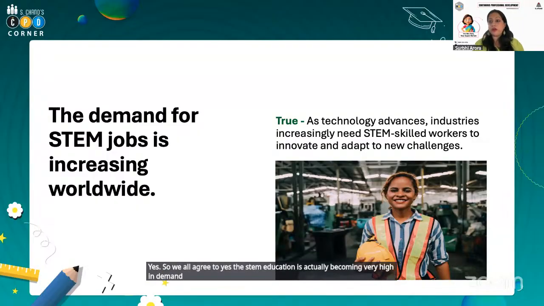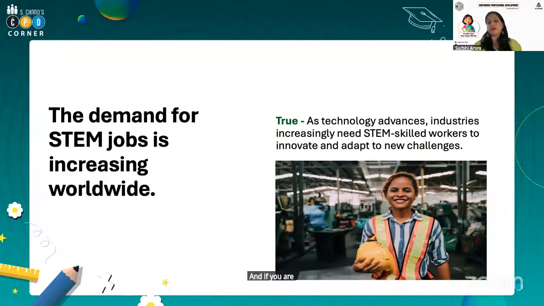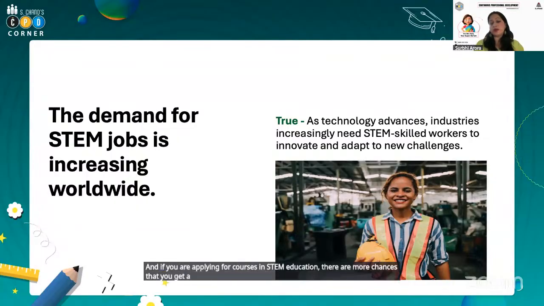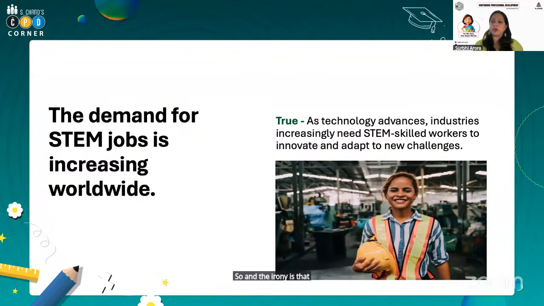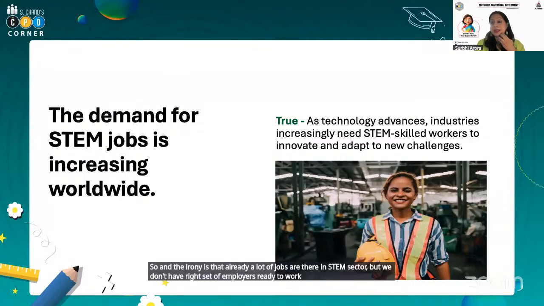For instance, one of my friends works in a visa organization, and she was saying that for the majority of universities, if you're applying in countries abroad for courses in STEM education, there are more chances that you get a visa and the course pretty fast, because STEM education is so much in demand and people are ready to get students who are ready to work in the STEM sector. The irony is that a lot of jobs are already there in the STEM sector, but we don't have the right set of employees ready to work in that direction. That does not mean, teachers, that you should be thinking about a change in profession. It's more about the futuristic careers that we're talking about right now.